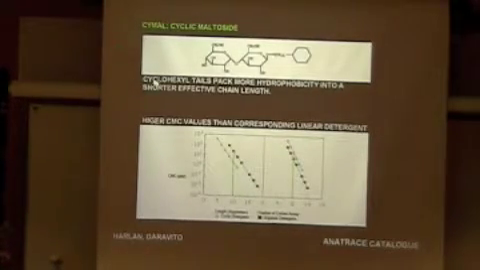Okay, and so lastly, just the cyclic maltoside detergents, which are referred to as cyanals by their trade name. The advantage of these is that they offer higher CMC values than the corresponding linear detergent, as you can see in this graph here.